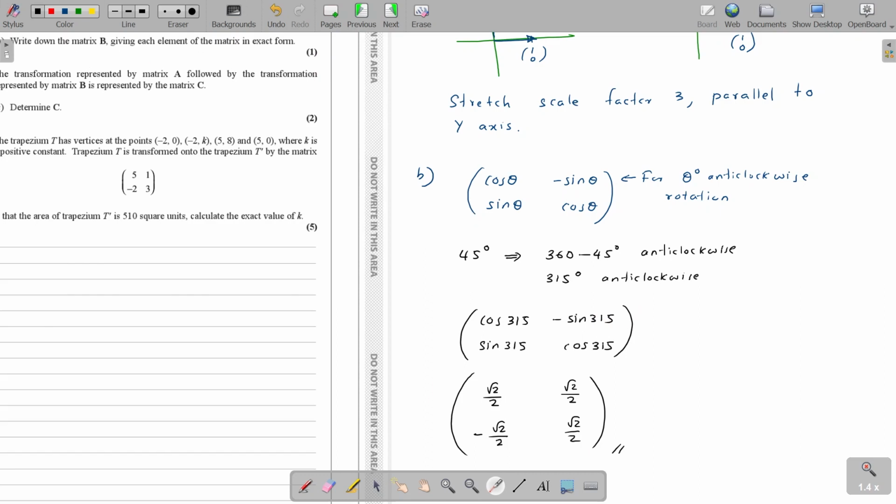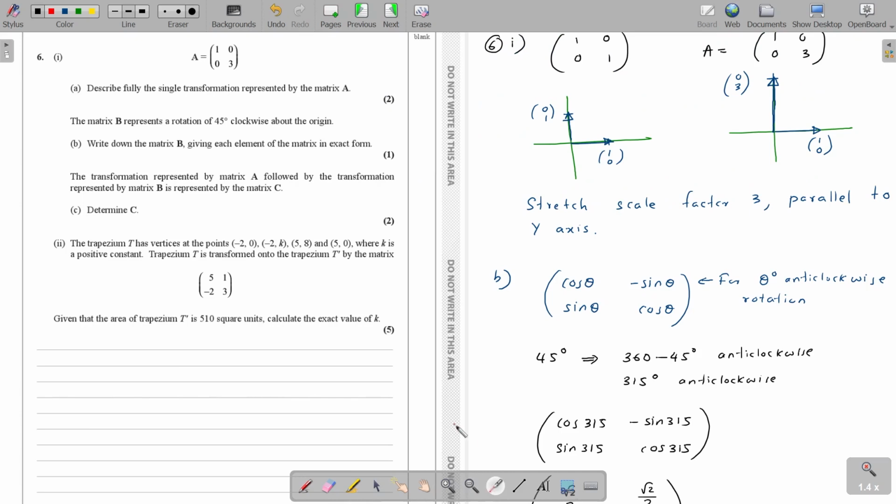They say the transformation represented by matrix A followed by the transformation represented by matrix B is represented by matrix C. Determine C. So do you remember this "followed by" rule? When a matrix is followed by the other one, how do we normally write it? So matrix A followed by matrix B. Do we write AB or do we write BA?